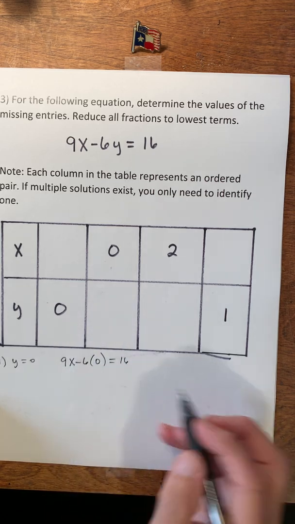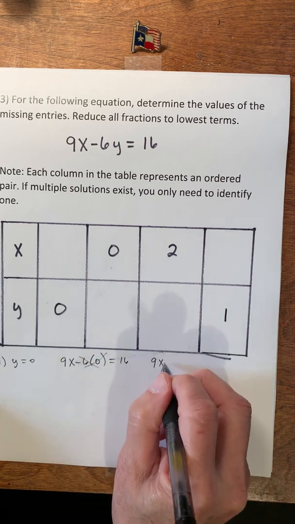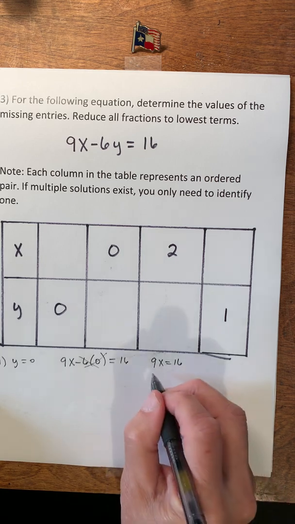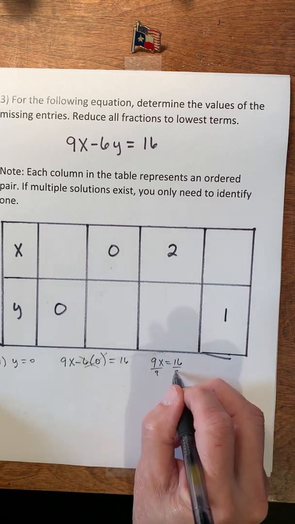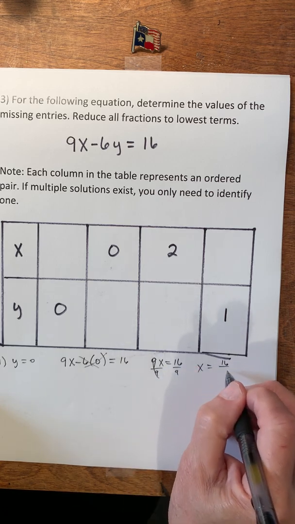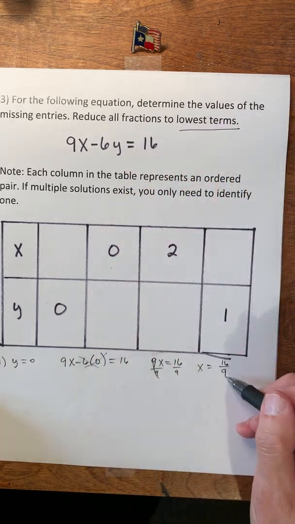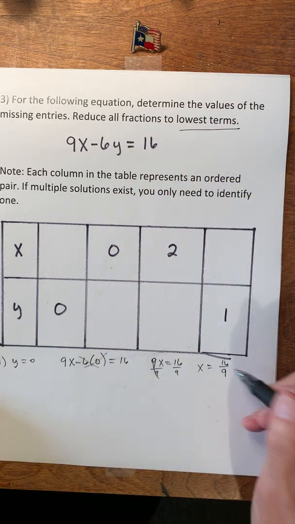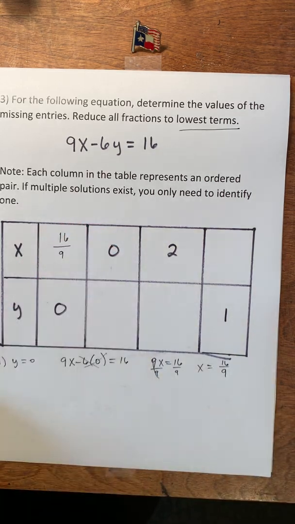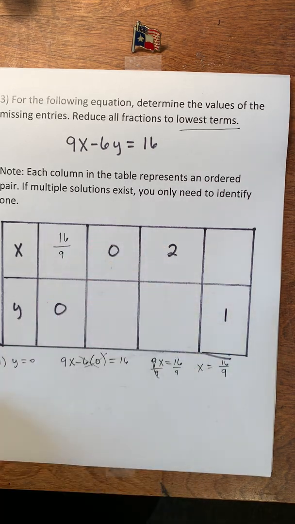Well, that's easy enough. And 6 times y is just 0, so I get 9x is 16. That's a simple equation to solve. Divide both sides by 9. And I'm there. X is 16 over 9. Lowest terms, anything go into 16 and 9? No. So first ordered pair, x is 16 over 9, y is 0.